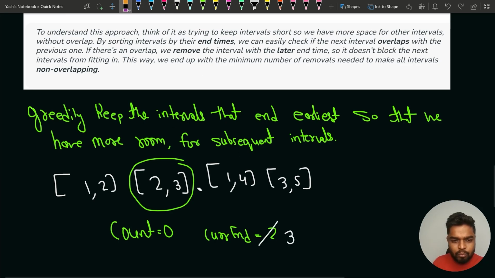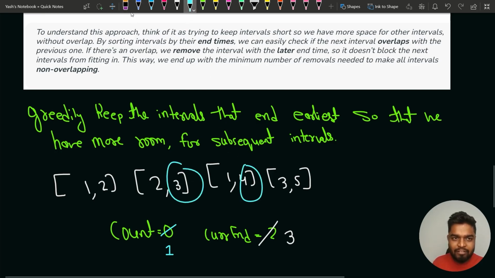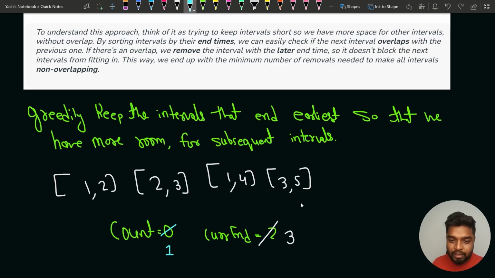Then after this, we'll move to the next interval, that is the interval 1 comma 4. Now is the starting of this interval lesser than the current ending? Yes. So this means that there is an overlap that we are considering here. The moment we consider an overlap, the count will be updated to 1 here, and then the ending will be the minimum of the two endings. So minimum of 3 and 4 will be nothing but 3 here. Why do we always take the minimum? I've told you already, because if you take the minimum ending out of the two overlapping intervals, then chances of overlaps with the future intervals would reduce, and we need to make sure of that.